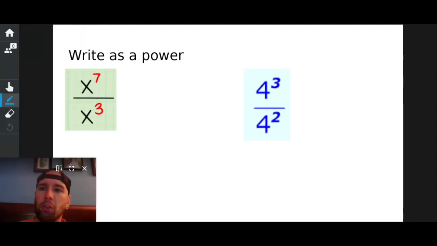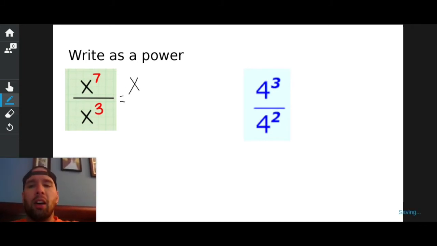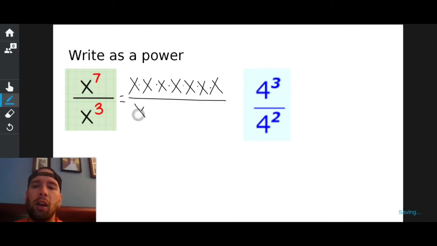All right, last page. Oh, I wonder if we're going to apply what we just did to this guy. Probably. What's x to the 7th? x times x times x times x times x times x times x. What's x to the 3rd? x times x times x.